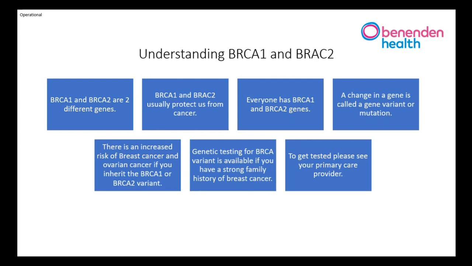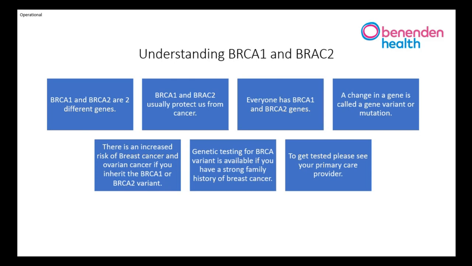So your BRCA1 and BRCA2 genes usually protect us from cancer, but a variant in either of these genes reduces this level of protection, and over time, this might mean that some types of cancer are more likely to develop. So the risk is highest for breast cancer in women or people who are assigned female at birth. BRCA genes run in families, and genes are passed on from parent to child, and that's through conception.